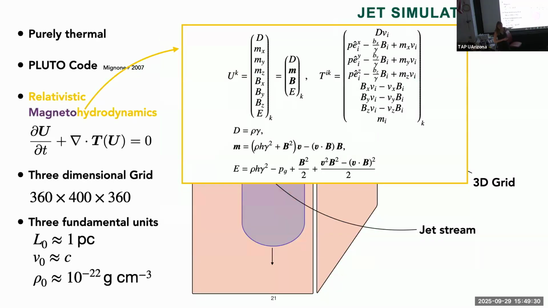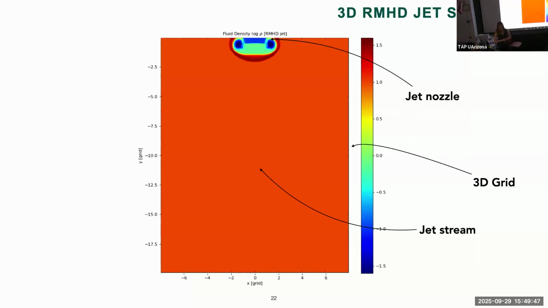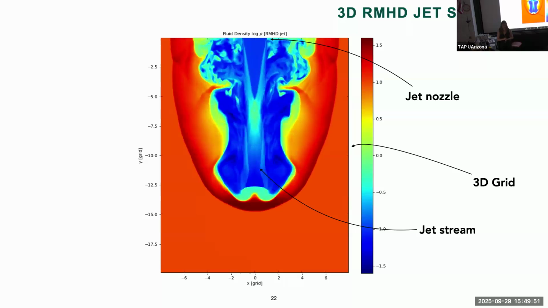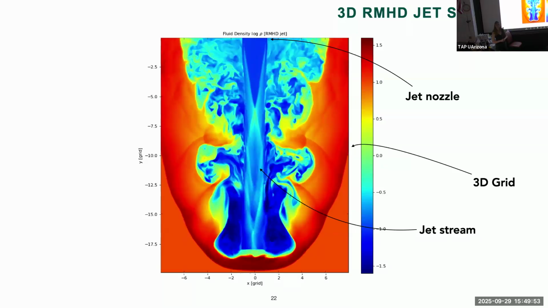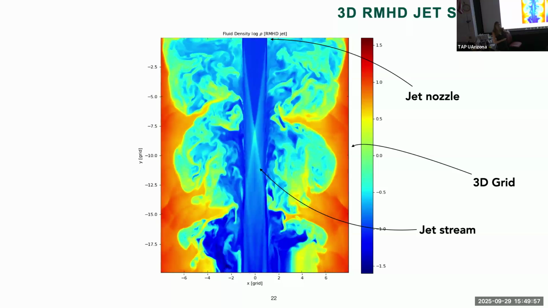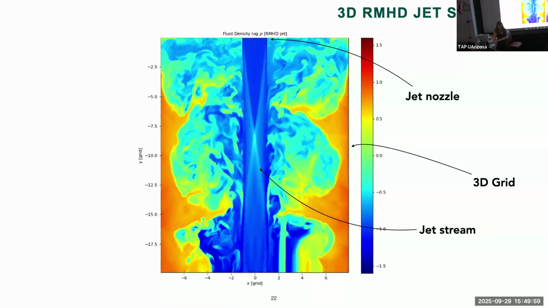I use a three-dimensional grid, so all of my simulations are three-dimensional. And PLUTO uses non-dimensional units, so you only apply physical units after the simulation. So then that looks like this. We can see here a 2D slice of my 3D simulation, color-coded in density. You can see the underdense jet moving from top to bottom through a homogeneous ambient medium.